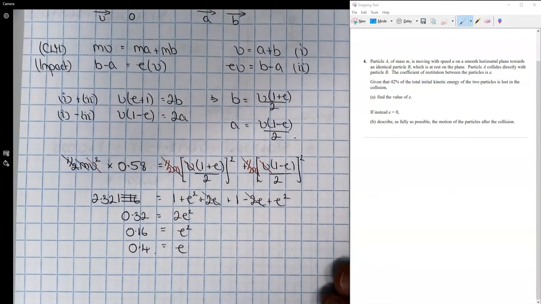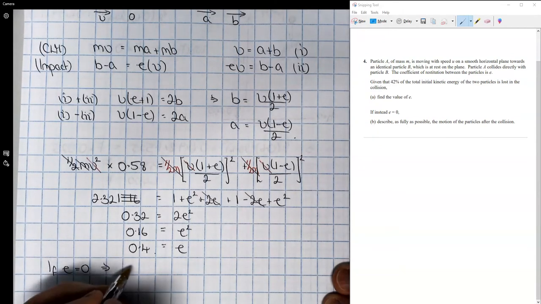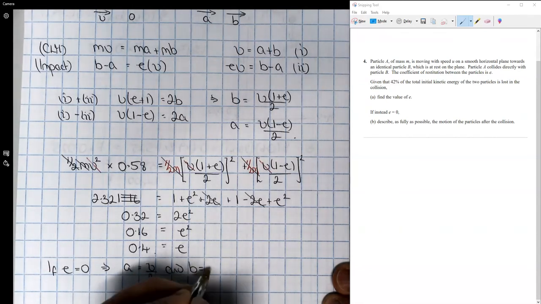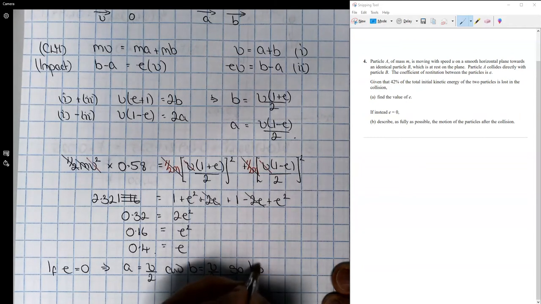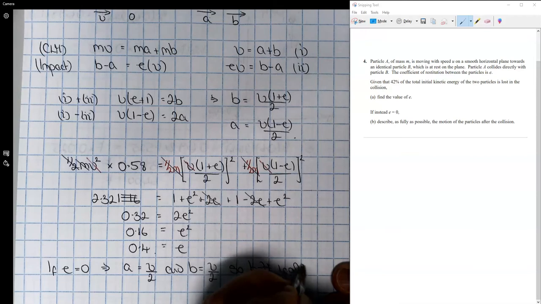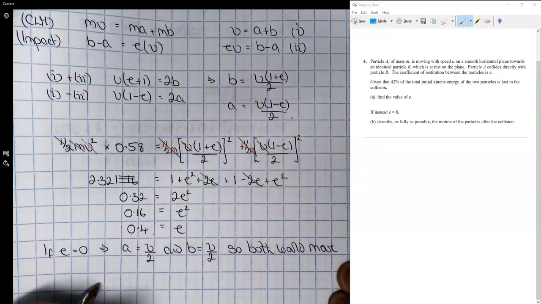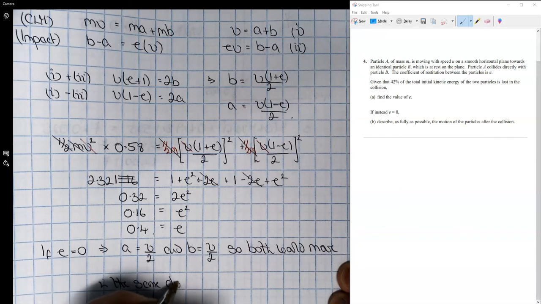Okay. If e was 0, what would happen? So if e equals 0, that would give us a equals u over 2, and b would also equal u over 2. So both would move in the same direction at the same speed.